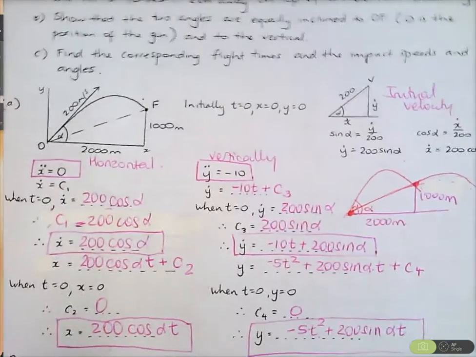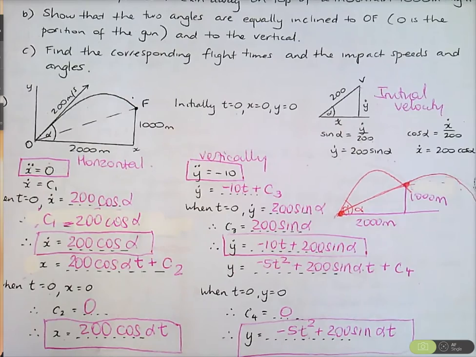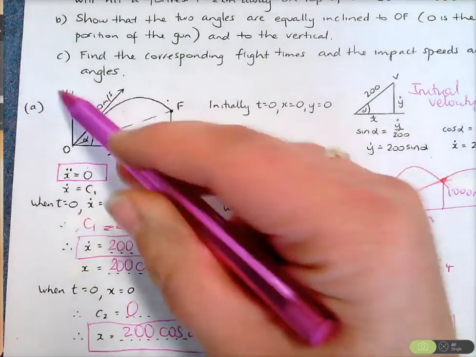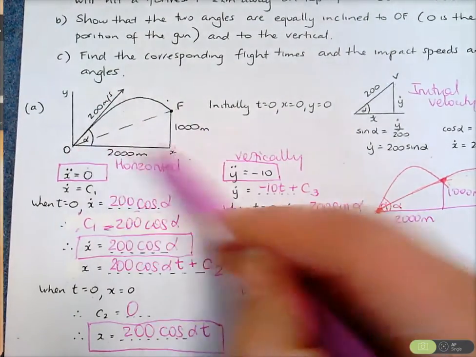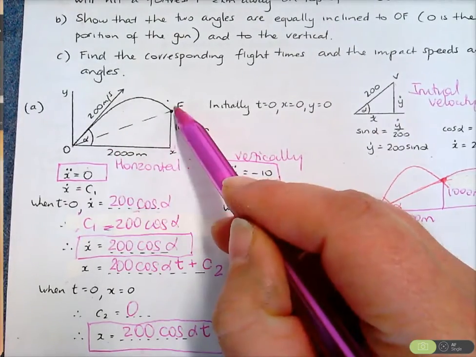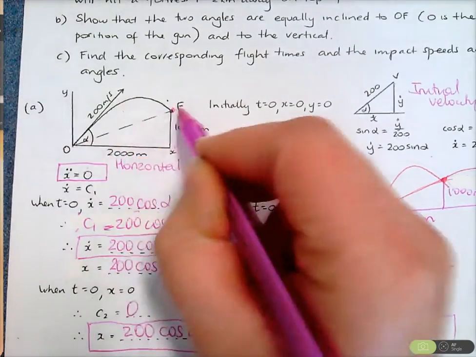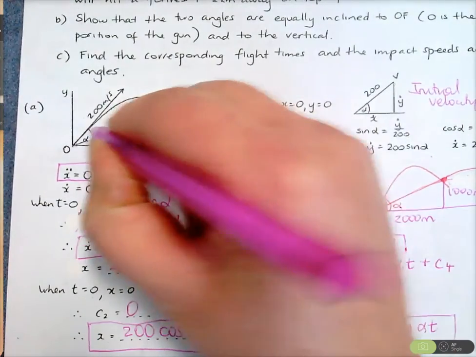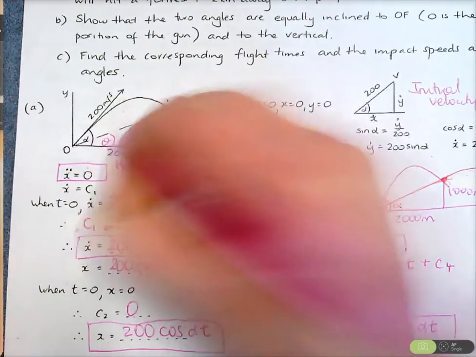So now, next question, it says, show that the two angles are equally inclined to OF. O is the position of the gun to the vertical. Here's your original angle. That is O, that is F. Girls, there's OF. Can you see it? F was the top of the fortress. O is where you're starting from. OF is that. So girls, we know that. Let's just work out this angle here. Girls, how do you work out this angle here?